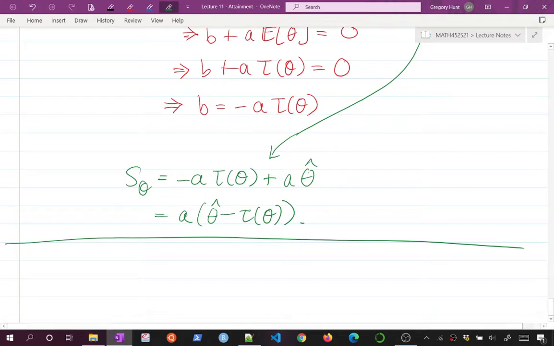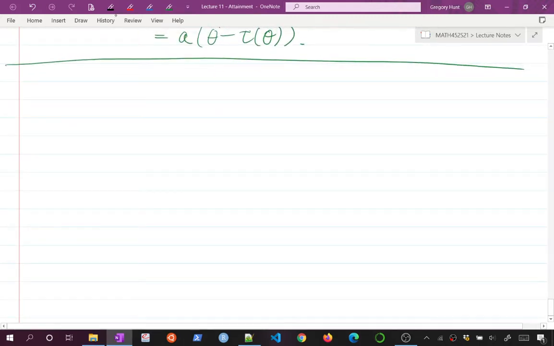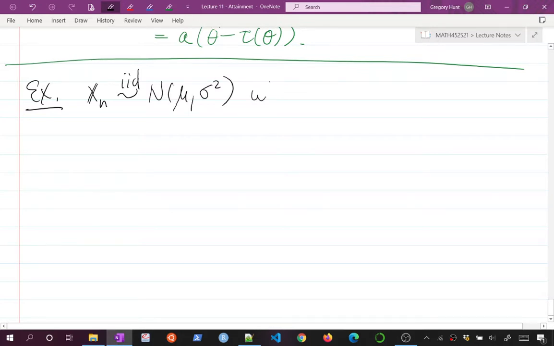What this says is that the score is proportional to the difference between these things. Let's look at another example. We did this one last time, but let's just do it again. Our favorite distribution, a normal distribution. Let's assume that sigma squared is known, so the only unknown parameter is going to be our mean mu.